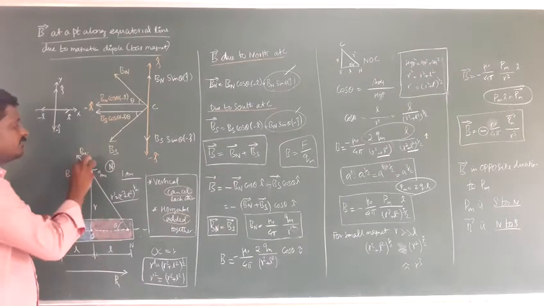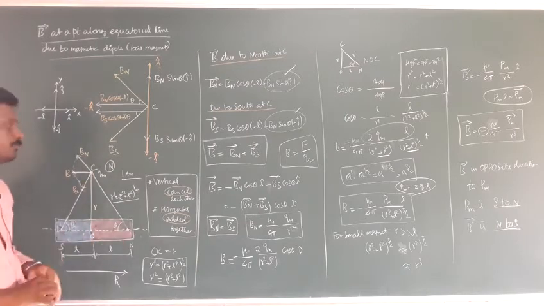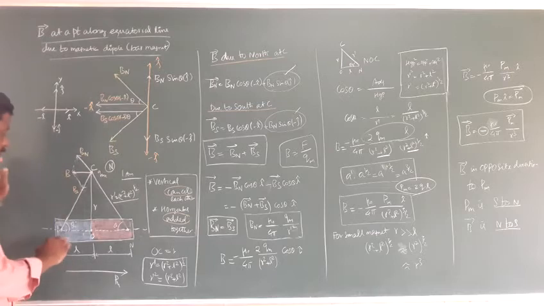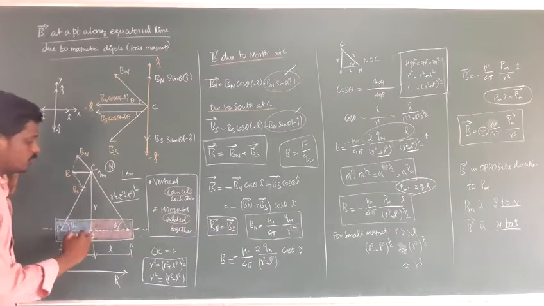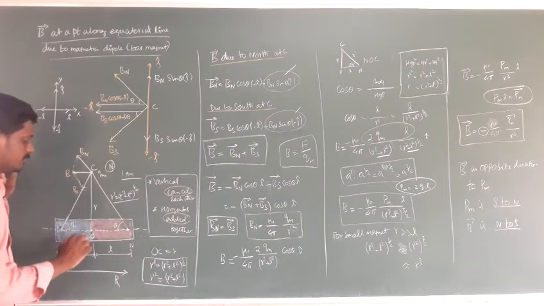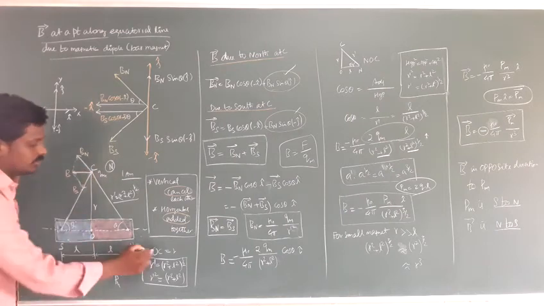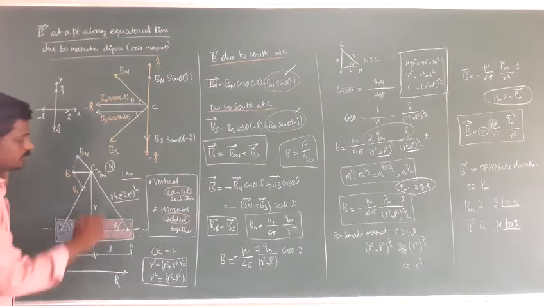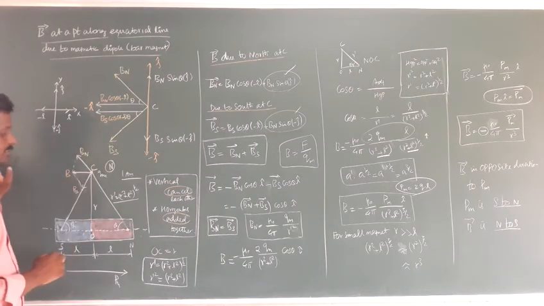What is the magnetic field at point C due to the north pole and south pole? That is the magnetic dipole. Here 2L is the magnetic length. From O to S is length L, and O to N is also L. R is the distance from the center to point C, so OC is equal to R. Then the distance from N to C is NC.